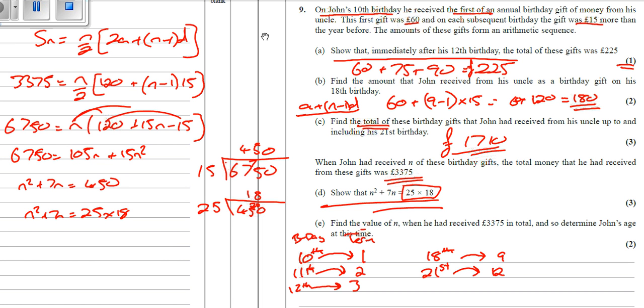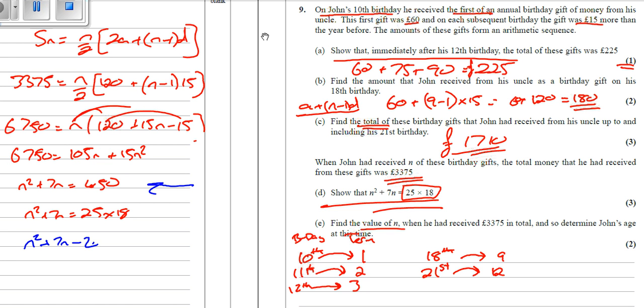Finally, find the value of n. So we've now got to solve this. If we use this equation here, n squared plus 7n minus 450 equals 0, then we've got to somehow factorize that. So it's going to be n. We've got to find 2 numbers that multiply together to make 450 with a difference of 7.